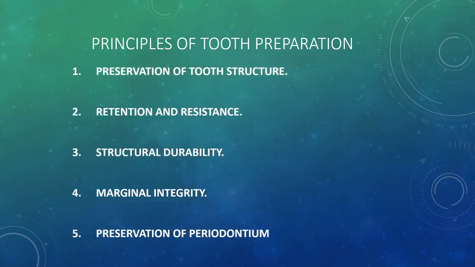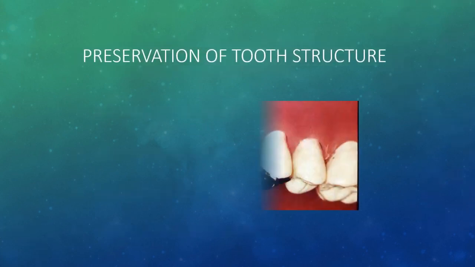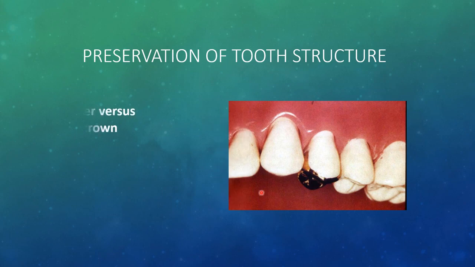So today we are dividing principles of tooth preparation into five: preservation of tooth structure, retention and resistance, structural durability, marginal integrity, and preservation of function. Coming to the preservation of tooth structure.